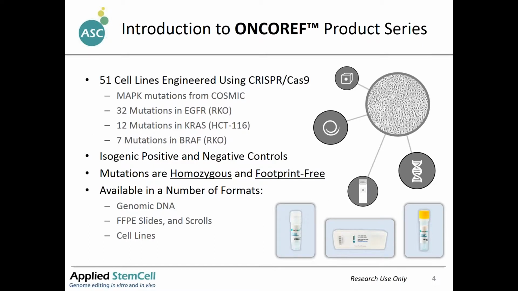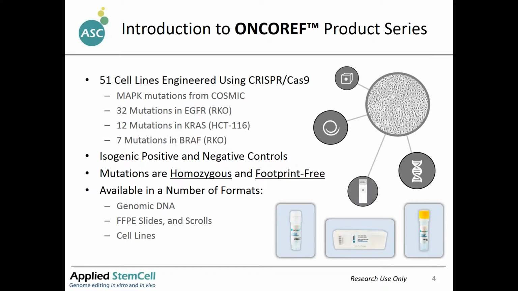The ONCOREF product series consists of 51 different mutations within the MAPK pathway that we engineered using CRISPR Cas9. All of the mutations that we engineered are very prevalent mutations within cancer, and they were identified from the COSMIC database of somatic mutations. This features 32 mutations in EGFR, 12 mutations in KRAS, and 7 mutations in BRAF, and these have been engineered into fairly common colorectal cancer cell lines, RKO and HCT116. Because we have both the parental cell lines as well as the engineered cell lines, we can offer these as isogenic positive and negative controls.